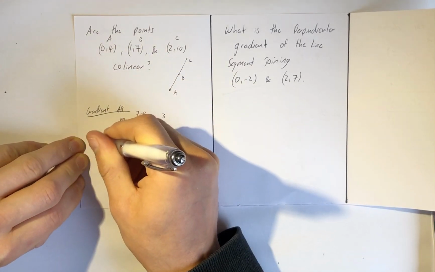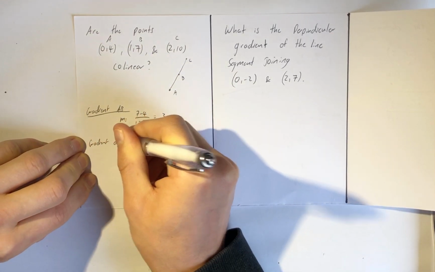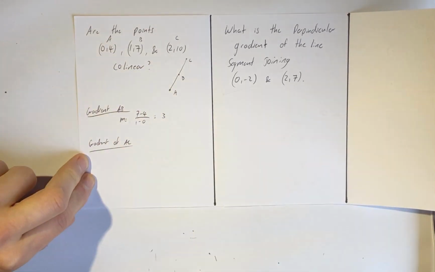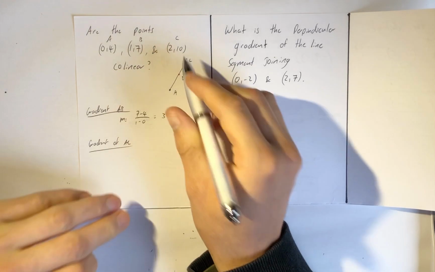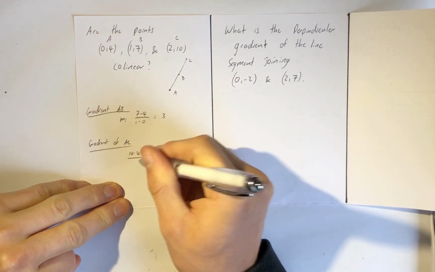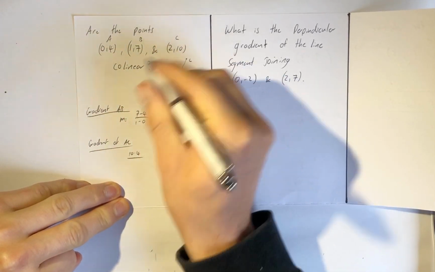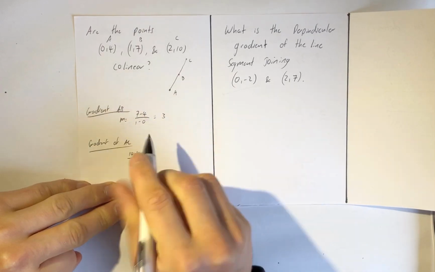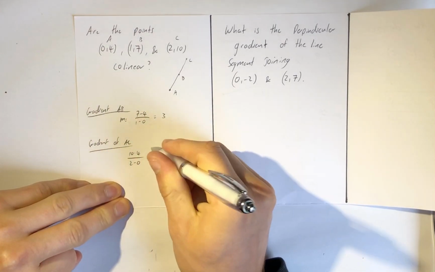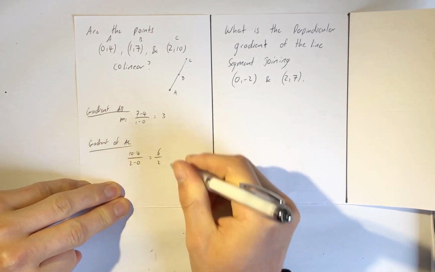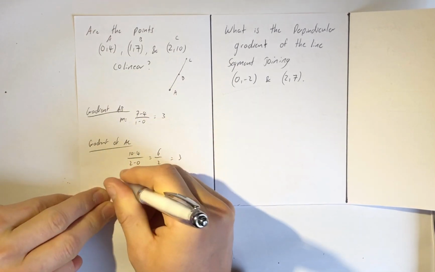All right, gradient of AC. Again, this is further right, so we can call this our 2's again. So that's 10 minus 4 over 2 minus 0. Right, there's a difference in our y's over difference in our x's. And we have 6 over 2, which is 3.